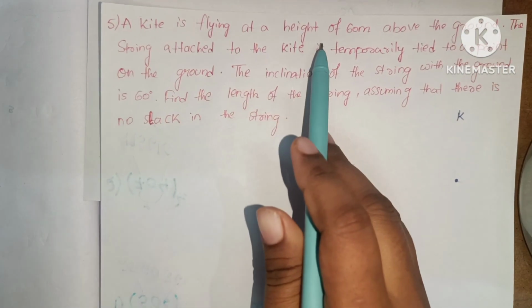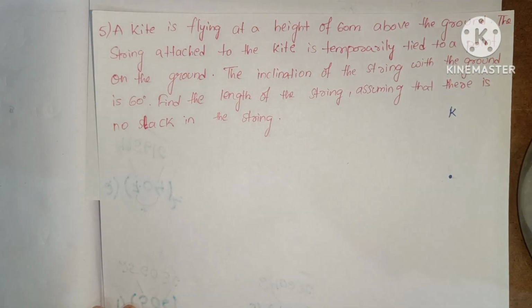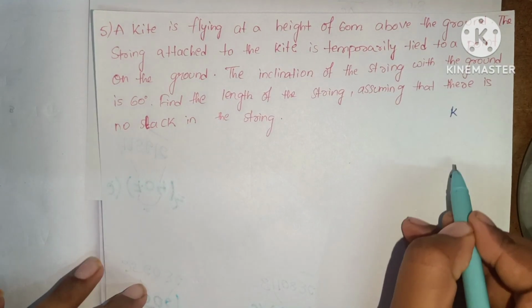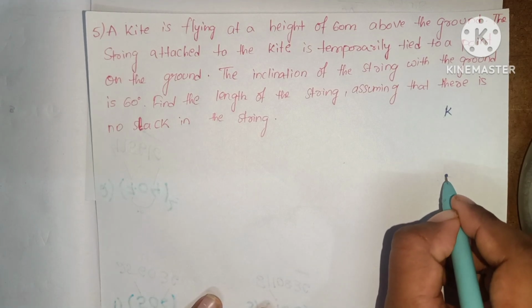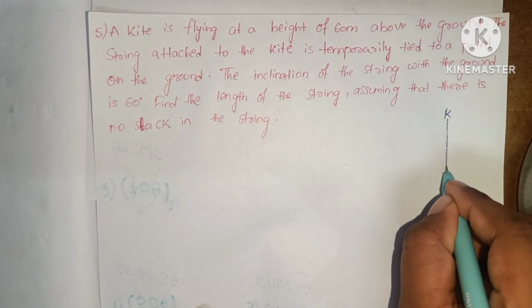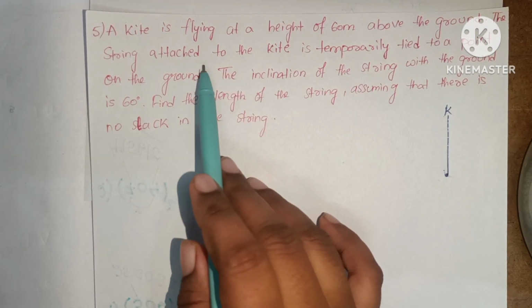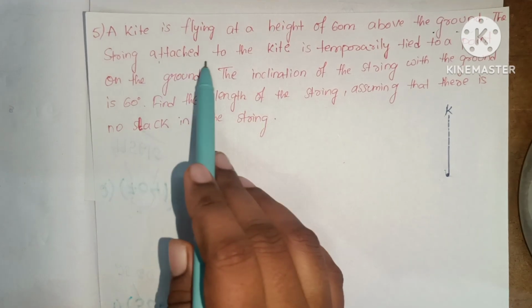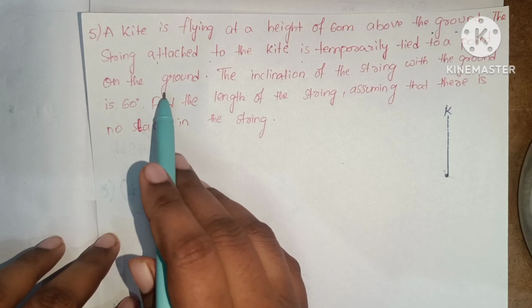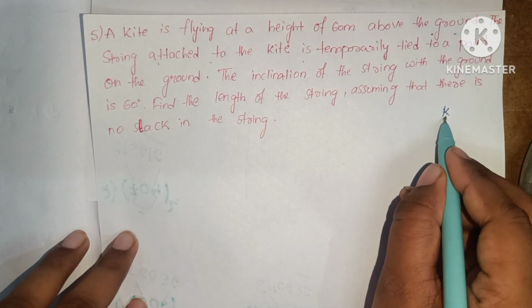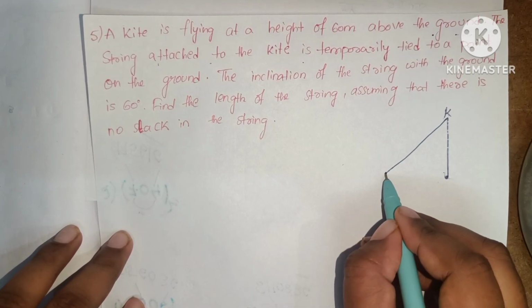Next, a kite is flying at a height of 60 meters above the ground. So the kite was there, flying at a height, meaning from the ground it was at a height of 60 meters. So for height, what do you have to do? You have to draw one line. What was he saying here? The kite above the ground, the string attached to the kite is temporarily tied to a point on the ground. So here the kite was there. The kite will have a string, right? So that string, that rope, was tied at the ground.